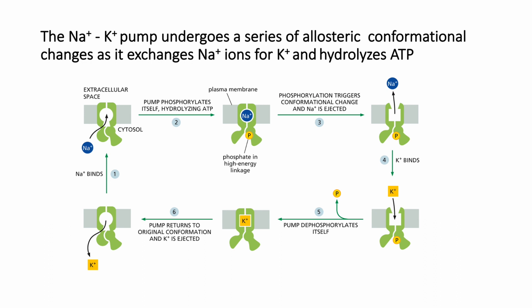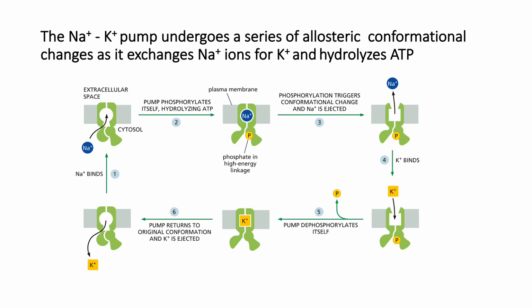The binding of potassium causes another allosteric conformational change, which causes the dephosphorylation of the pump. In other words, the phosphate comes off. When the phosphate comes off, that again induces another conformational change that reduces the affinity for potassium, and so then it's released. So you can see what happens here. Binding of sodium, it gets pumped out. Binding of potassium gets pumped in against the concentration gradient.